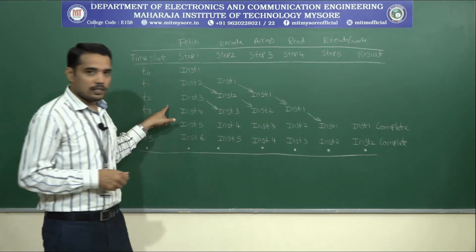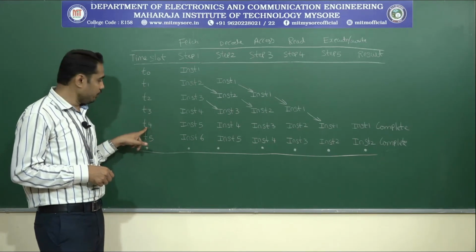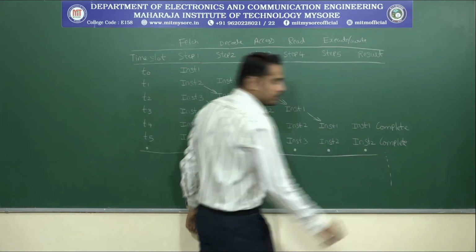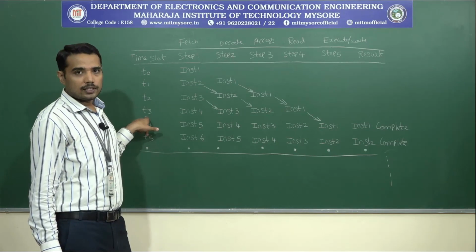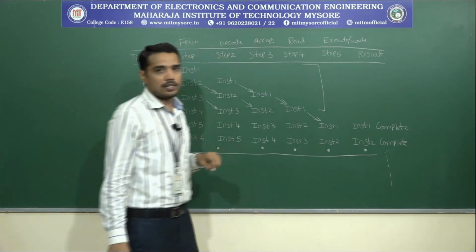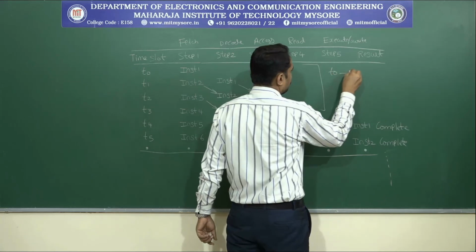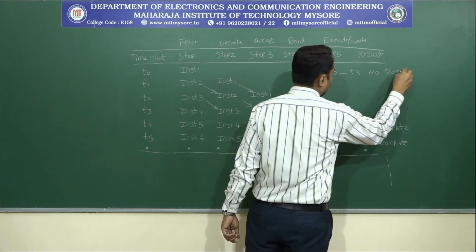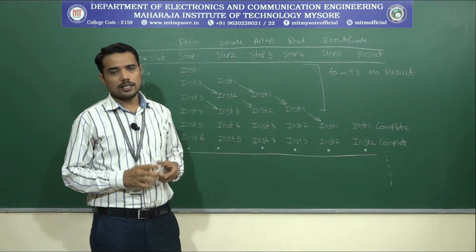Here the result is obtained after T4. From T4 onwards we get the result continuously, but till T3 we have not yet obtained the result. That means this is the latency involved here. From T0 to T3 there is no result. This initial delay creates the latency.